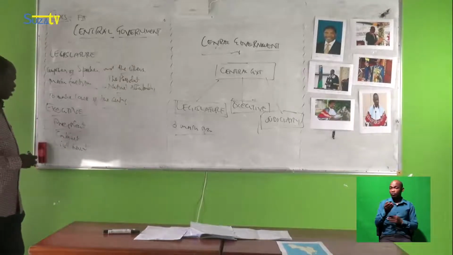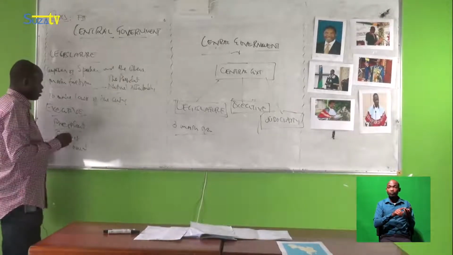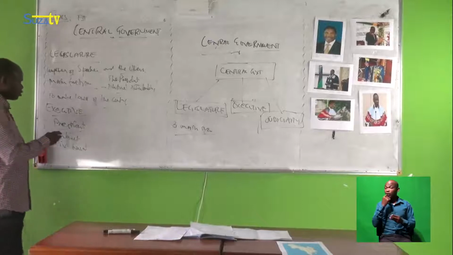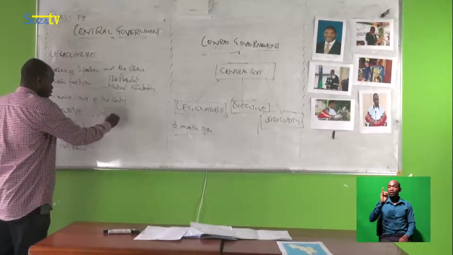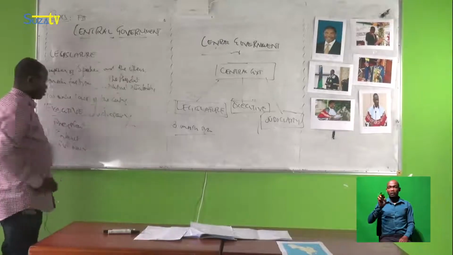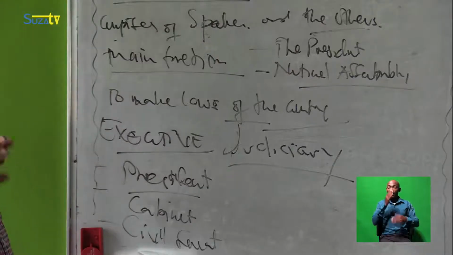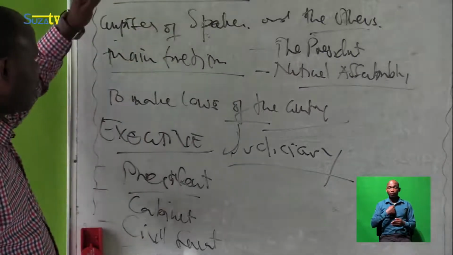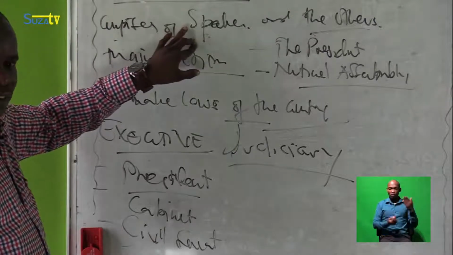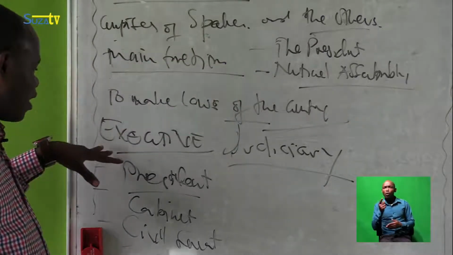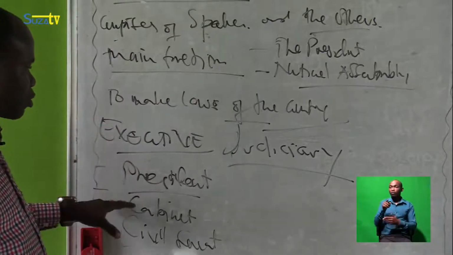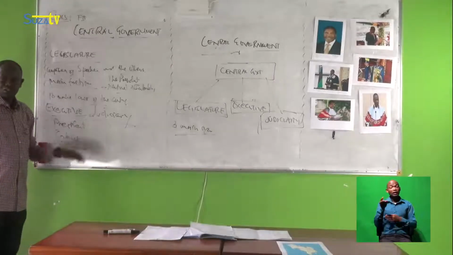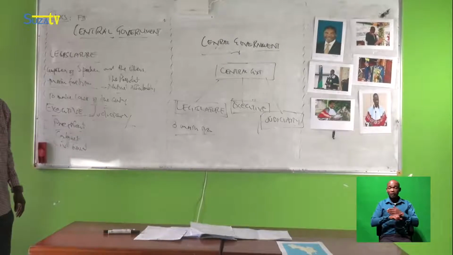So let us see another organ of government. Can you mention what is the rest organ? It is the judiciary. At the end of the lesson, my dear student, you can tell me who is the speaker, who is the president, and who heads the judiciary. The judiciary is another very important organ in the central government.